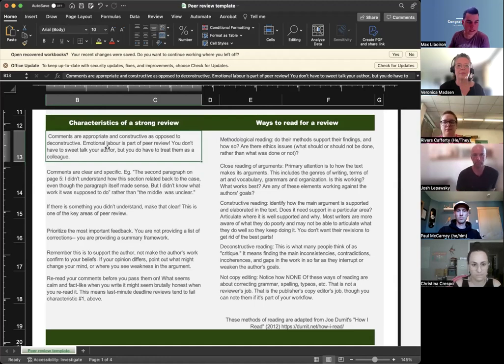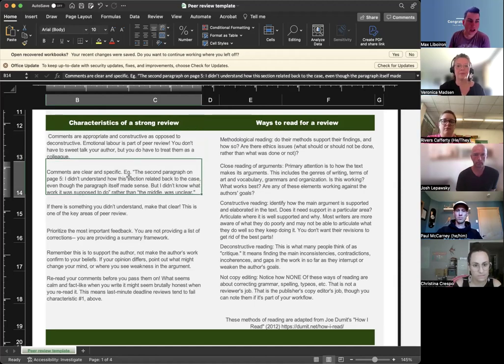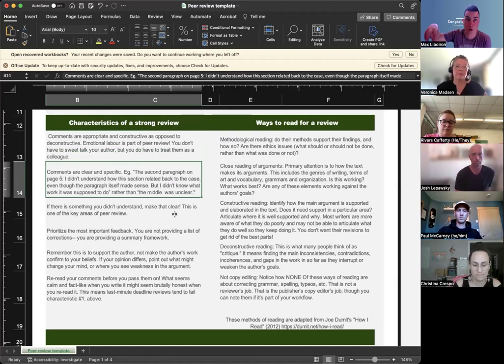Some of them are obvious. The role of emotional labor in peer review, it has to be constructive. Comments should be specific, like the second paragraph on page 5, I didn't understand how the section related back to the case, as opposed to the middle was unclear, or something like that. Actionable, like if you're actually supporting the author to meet their goals, you have to be specific enough that they can use your input to meet their goals. The middle was unclear is fundamentally unhelpful and is really just a diss. So it's quite bad peer review.